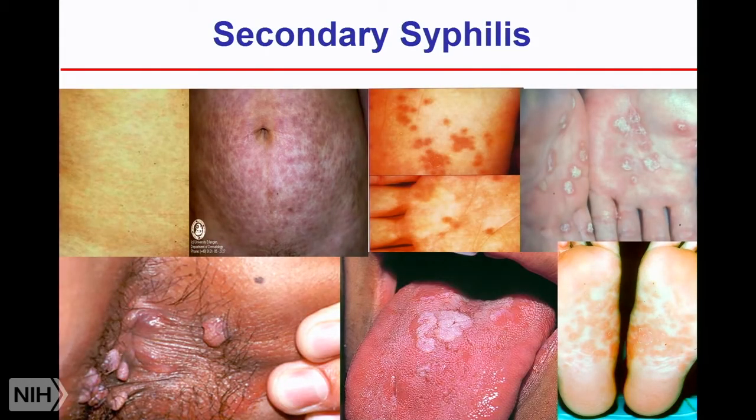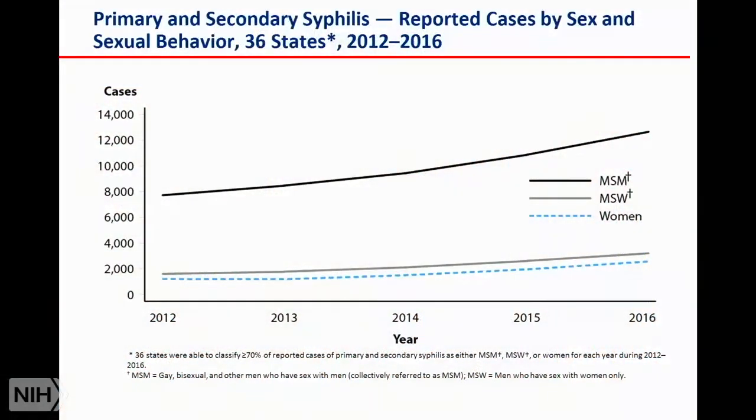These are just multiple photos of individuals with secondary syphilis. They can be mistaken for human papillomavirus, but they're called condyloma lata, and it can be present just about anywhere. Always look at the soles and palms of individuals that you might suspect of having that.